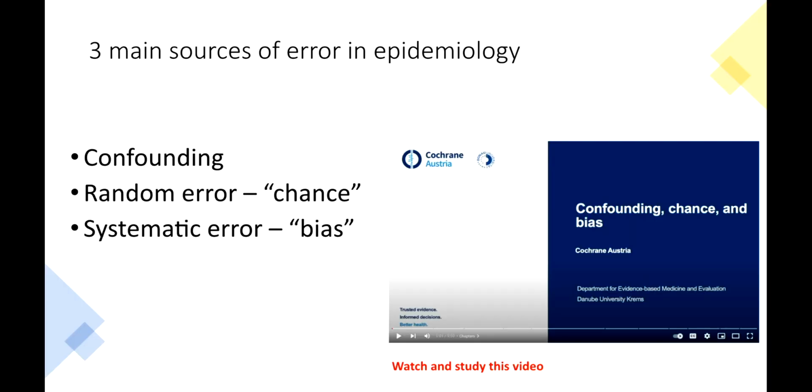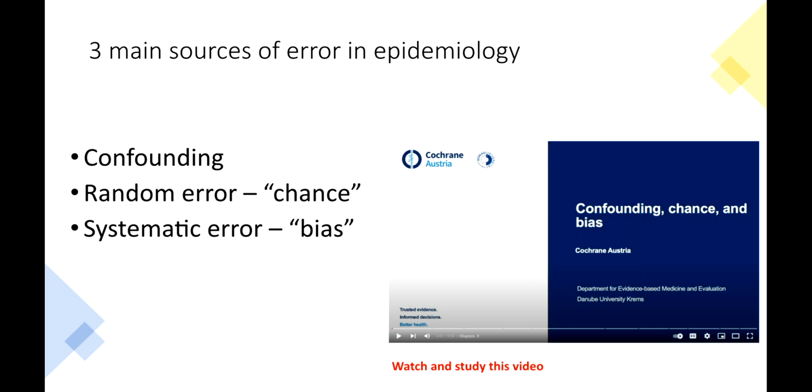Now, before we dive into the quality of studies, there are three important elements you need to understand well to assess quality of evidence and quality of study. The first one is confounding. The second one is random error, also called chance. And then the third one is bias, it's systematic error.